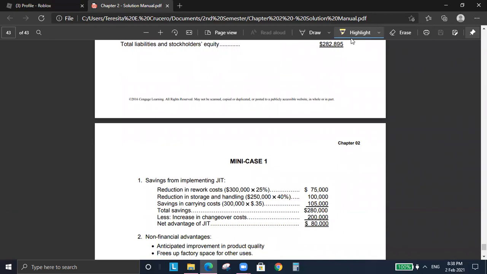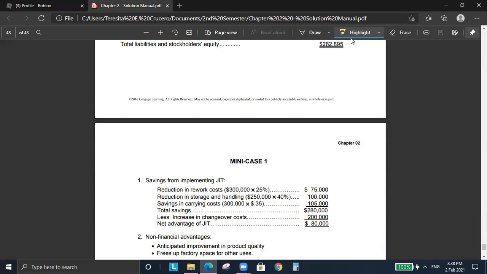Okay, so we have the problem for 17-R. Please take note of the postings to the T accounts. You are just following your journal entries. Now we go to the last two cases in the chapter. This is in connection with the JIT system.